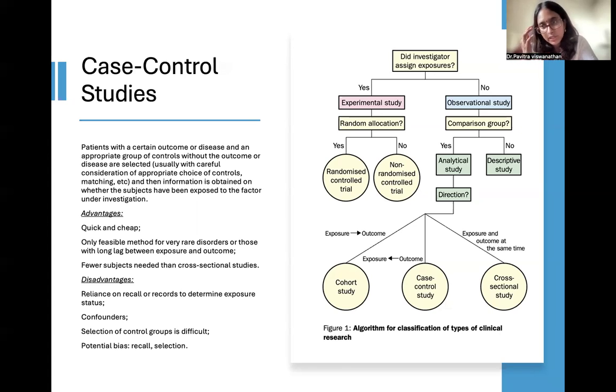Disadvantage, it is completely dependent on the patient's recall capabilities. So they may or may not remember if something has or has not happened. Lot of confounders are there. And again, selection of control groups will be difficult.